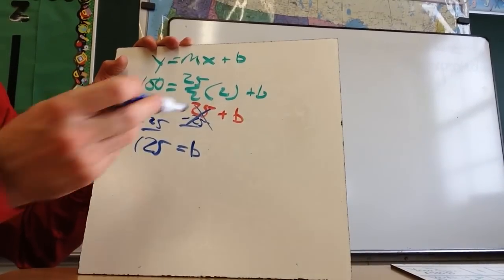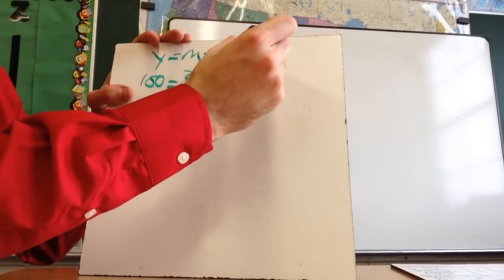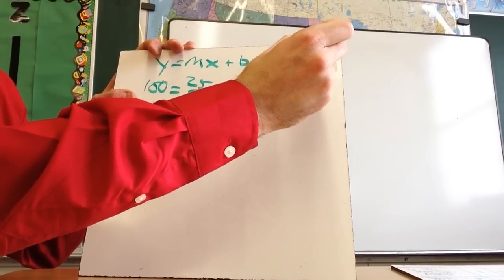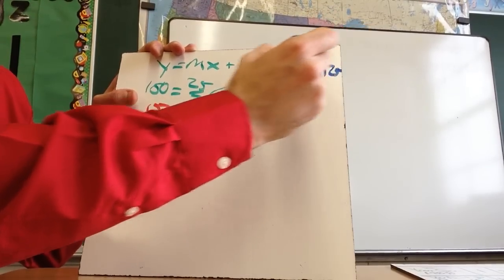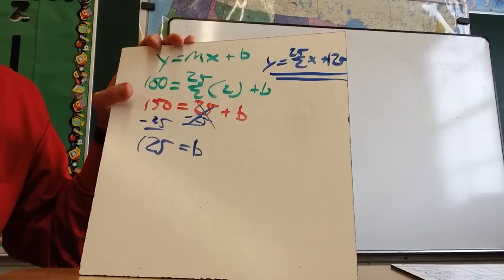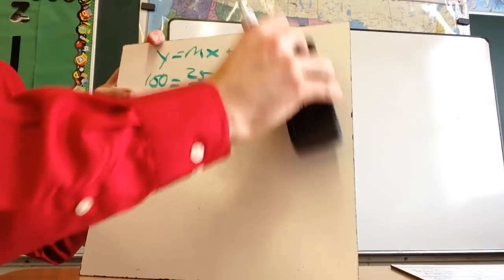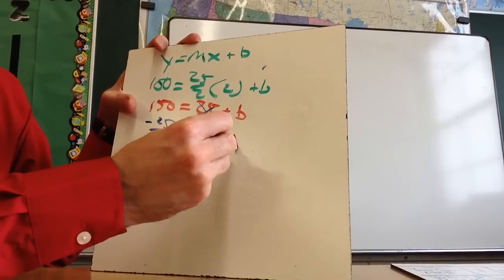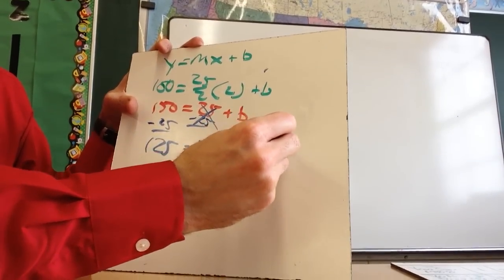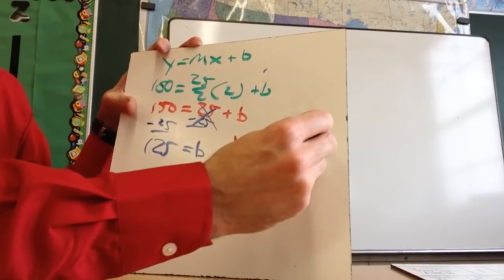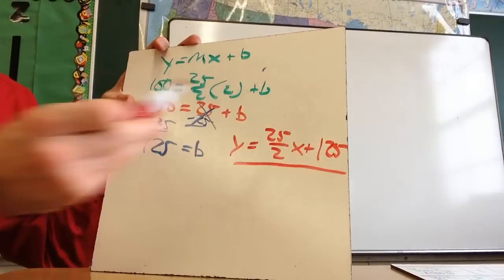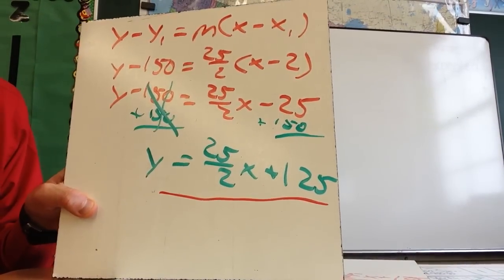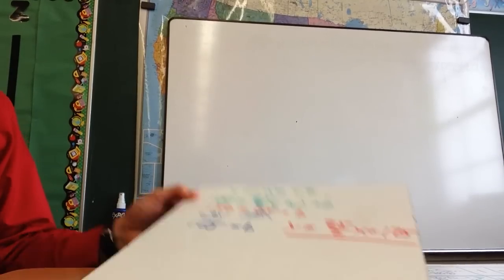Now, from there, I know that y equals, what's my m? 25 over 2x plus, what's my b? 125. So either way, I get the same equation. Let's write this so it's actually legible, sorry. So I get y equals 25 over 2, which is my m, x plus my b, which is 125. So you have that equation, and you have this equation, which should be and are identical. So no matter how you get it, there is my equation.